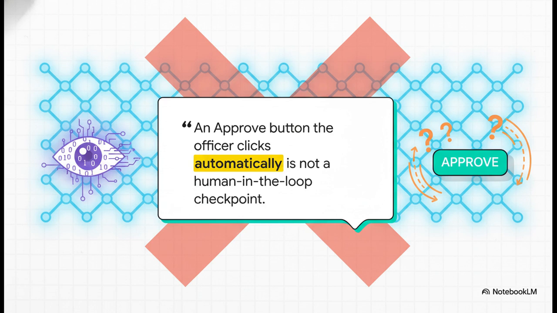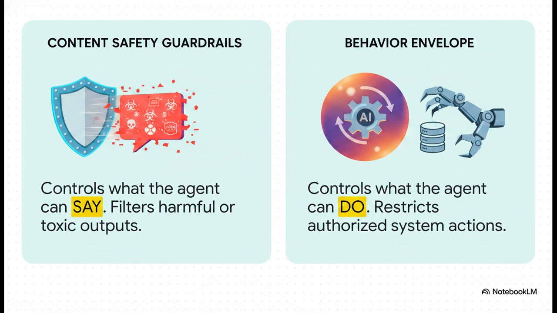But Supra dropped this absolute mic drop quote during the design review. An approve button the officer clicks automatically is not a human-in-the-loop checkpoint. If the workflow is designed so that the human can just blindly click approve without actually reading the output, the governance is a mirage. Real governance is about genuine human enforcement, not just slapping UI buttons on a screen to check a box. And this brilliantly illustrates the critical difference between these two security layers.